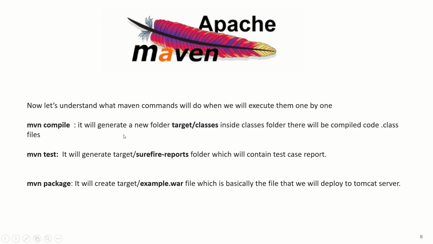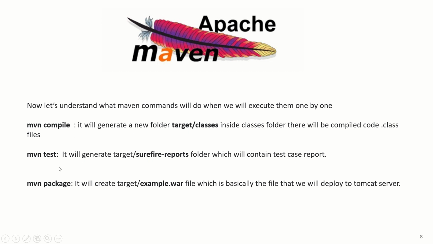The second command that we will execute is the mvn test command. It will generate a surefire reports folder under the same target folder, which will contain our test case reports, like which test cases passed and which test cases failed. The complete report related to test cases will get saved under this folder.